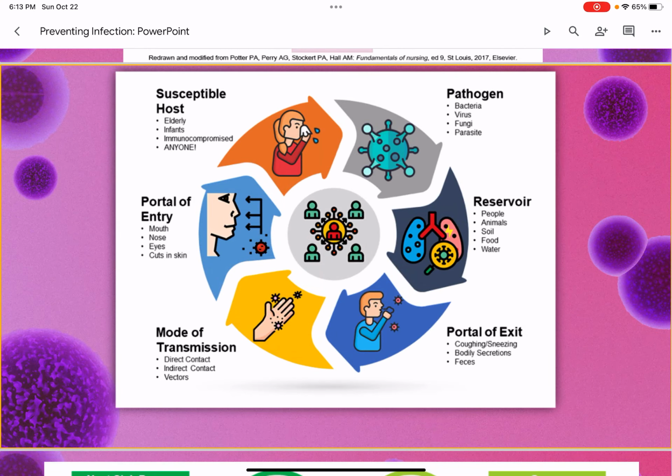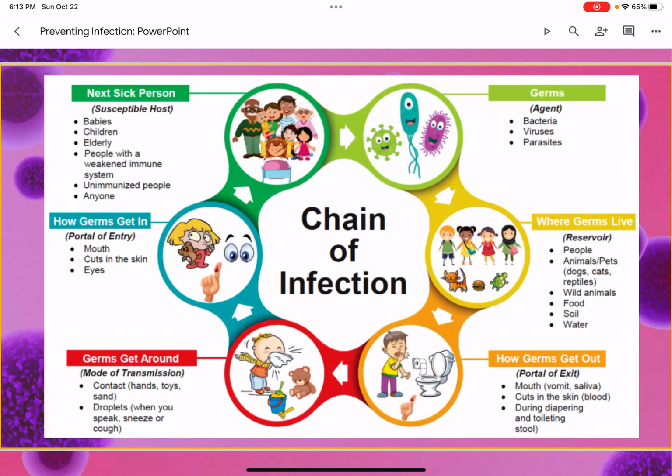This picture here shows the chain of infection again. It shows each different link in the chain with examples. This picture here is another picture of the chain of infection. And again, it shows each specific link in the chain of infection with examples.